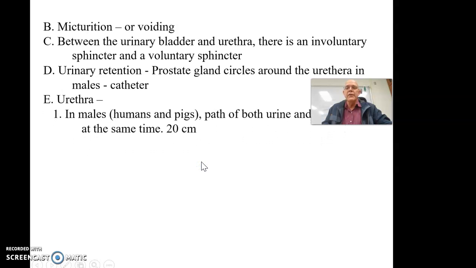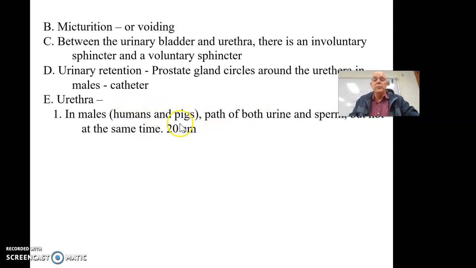In the urethra, in males, we said that in both humans and pigs, the paths of the urine and sperm overlap. But there's a little cutoff valve in there, so either sperm can come through or urine can come through, but not both at the same time. So in the urethra, it overlaps, kind of the urogenital thing like we talked about with pigs, where both the urine and sperm travel part of the same pathway. And the urethra in guys tends to be about 20 centimeters long because it has to go through the penis and then up to the bladder.